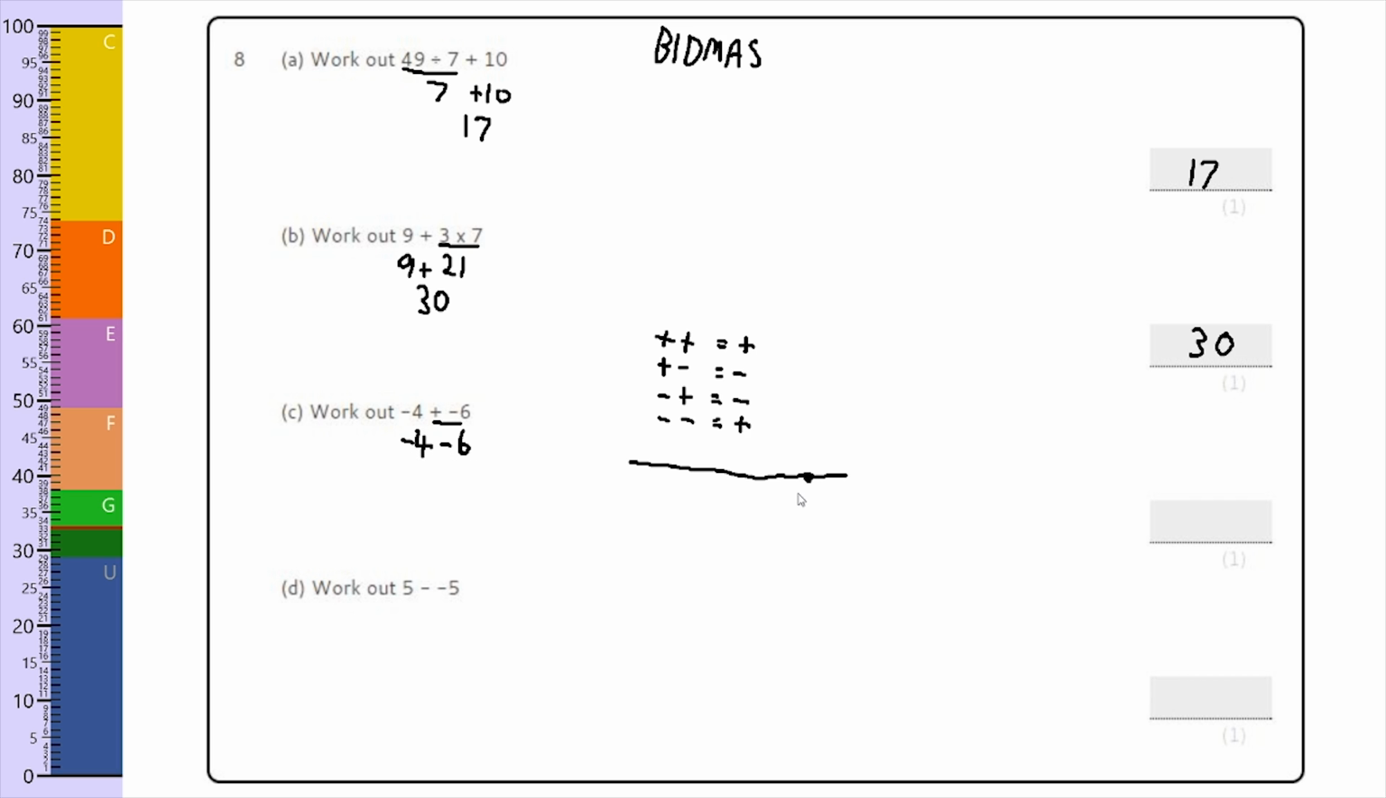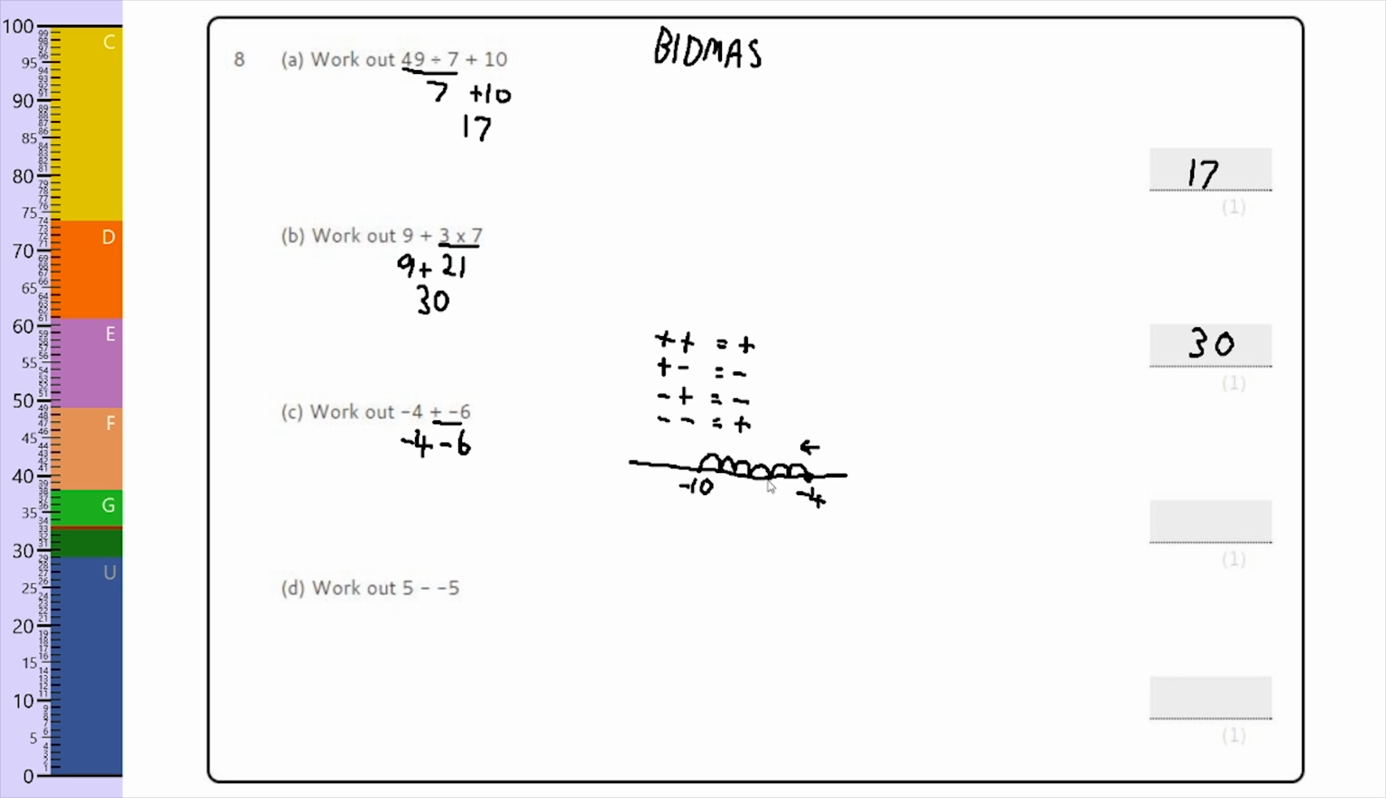So we're going to start on minus 4, and we're taking away 6. Which direction is take away? Well, this direction here is take away. And I'm taking away 6, so 1, 2, 3, 4, 5, 6. Where's that going to end up? Minus 5, minus 6, minus 7, minus 8, minus 9, minus 10. So that's going to equal minus 10.